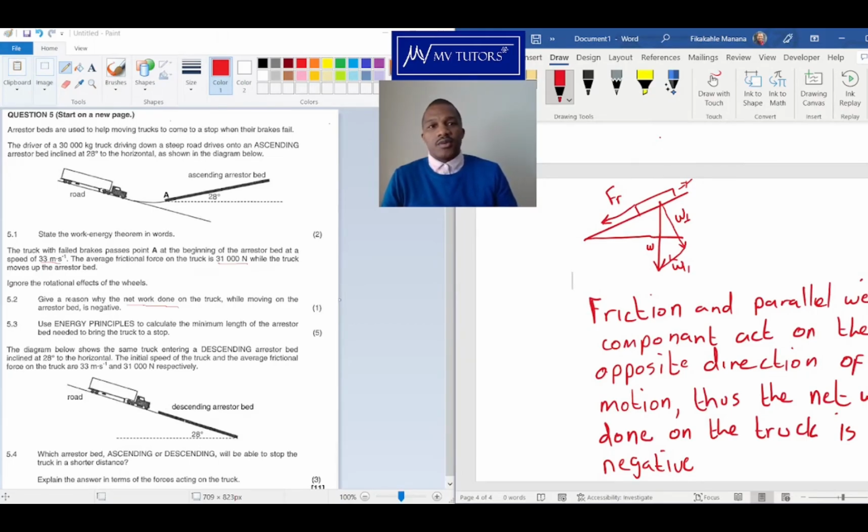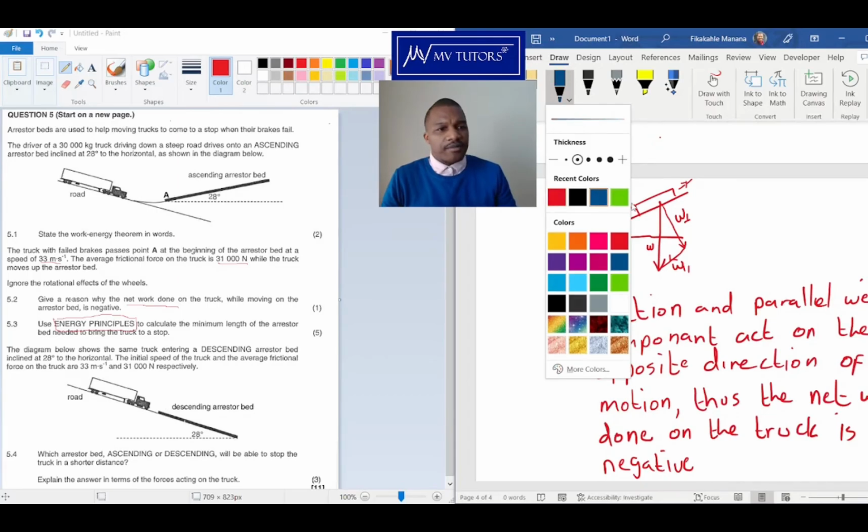All right. Okay, let's move on. 5.3. Use energy principles to calculate the minimum length of the arrestor bed needed to bring the truck to a stop. Okay, energy principles, that's the operative word right there. We have to use the energy principles. So let's come back here. Let's go through this time.